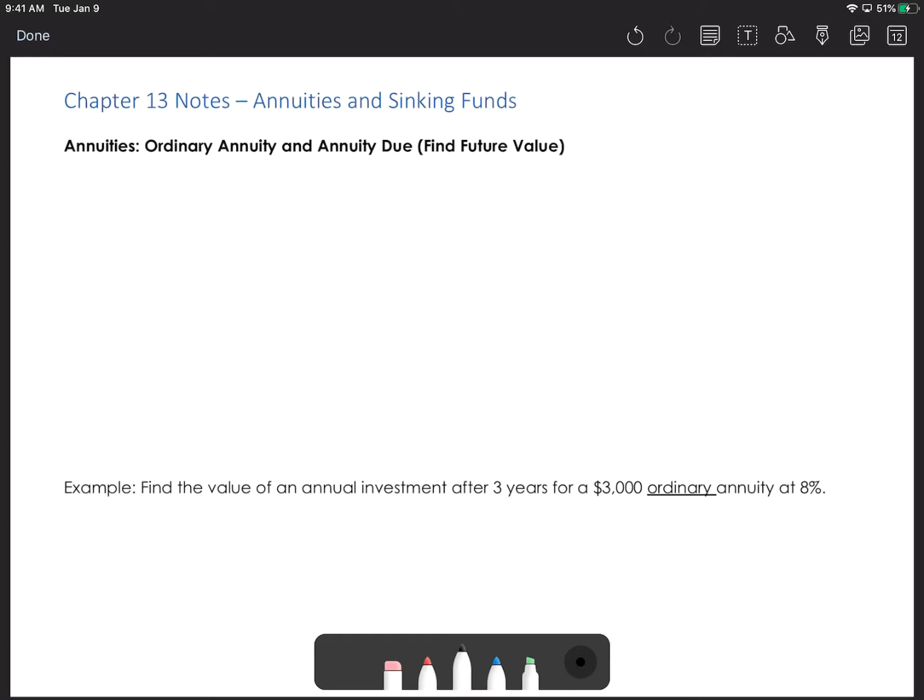In this video, we're going to start talking about annuities. An annuity is a steady stream of payments. Now, some annuities will have a fixed number of payments, and then there are other annuities that are called contingent annuities that do not have a fixed number of payments.